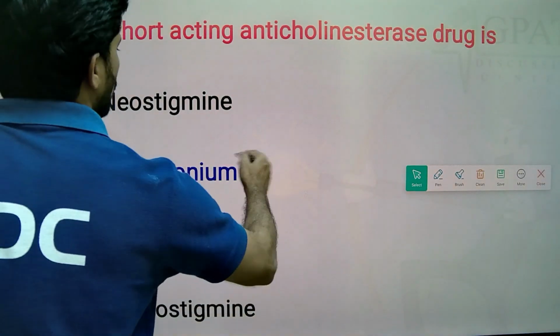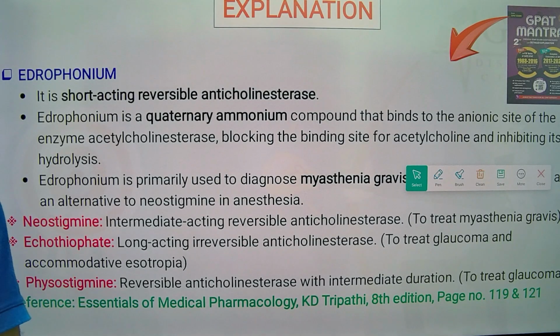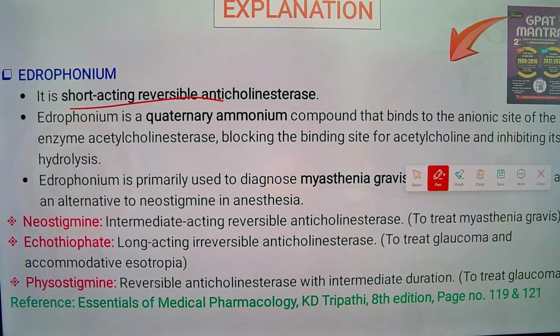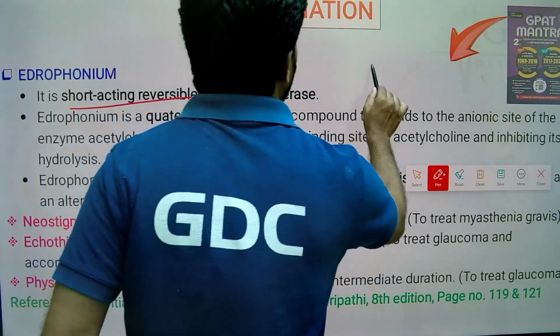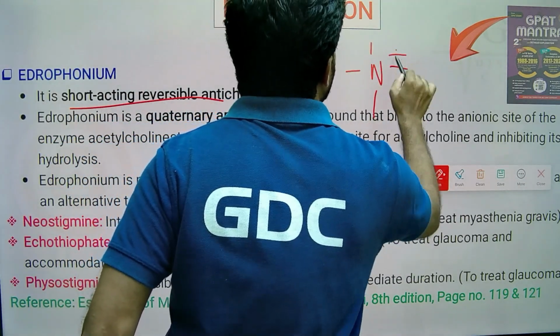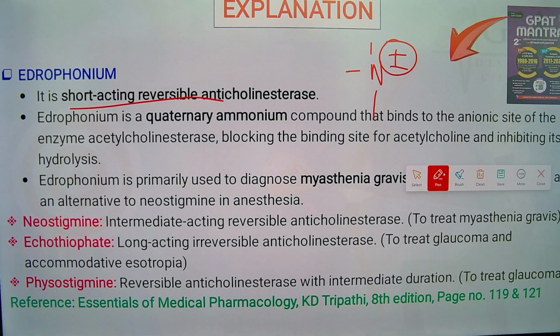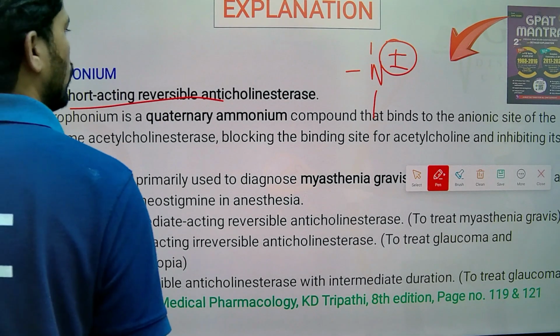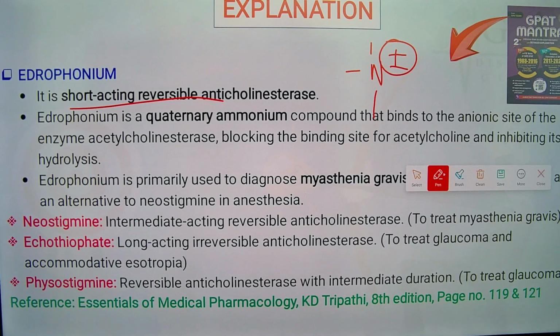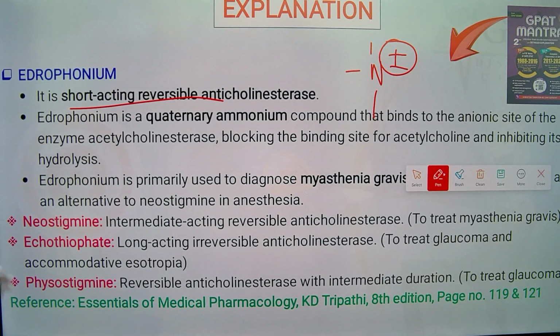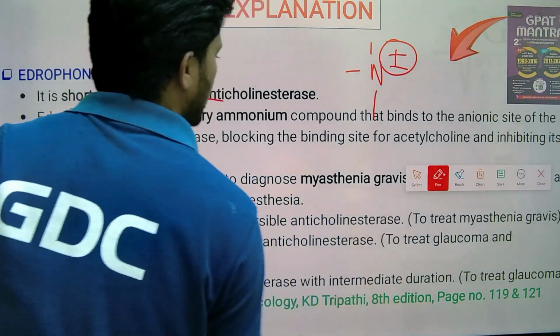Short duration. Edrophonium is simply the answer. It is a short-acting, reversible anticholinesterase. Edrophonium is a quaternary ammonium compound. All quaternary ammonium compounds are polar in nature. They are unable to cross biological membranes easily and unable to cross the blood-brain barrier also. So edrophonium is the short-acting anticholinesterase among the options, and it is the drug of choice for diagnosis of myasthenia gravis.